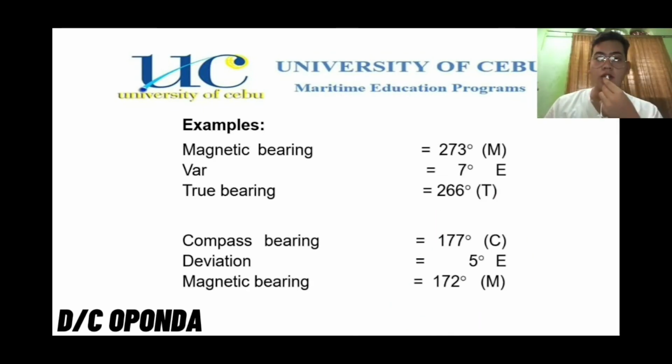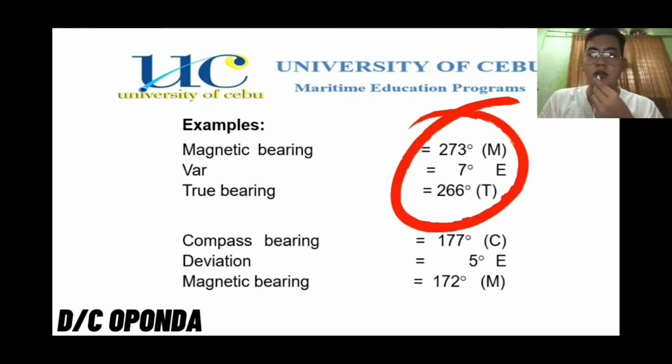Now we have our third example. We have the magnetic bearing of 273 degrees and the variation of 7 degrees west. We should apply another rule for this one. If we're finding the true bearing from the magnetic bearing, we should subtract west variation and add east variation. Since we have west variation, we should subtract it from the magnetic bearing. And that's why our true bearing is 266 degrees true.